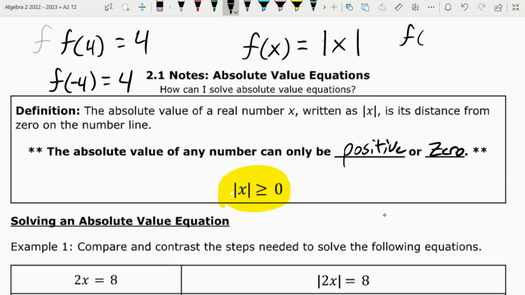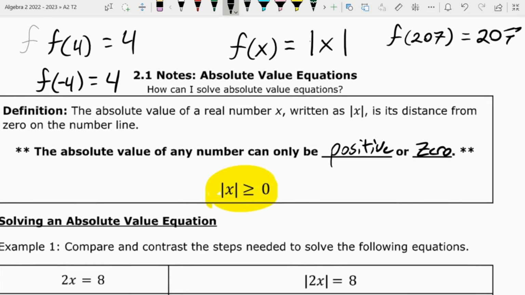Here's one more example. If we do f of 207, nothing happens because this is positive or 0. However, if we input f of negative 31, we will just get 31. So it switches the sign whenever you plug in a negative. That's essentially all it does.